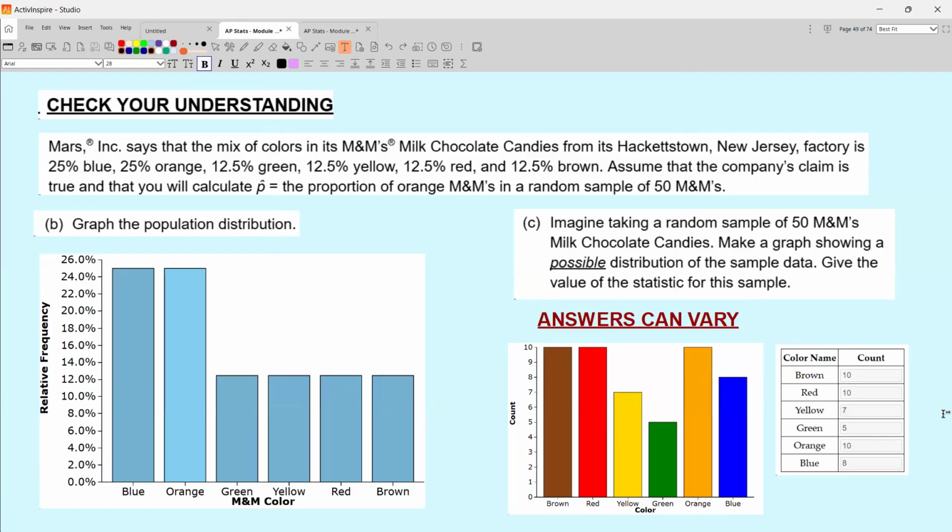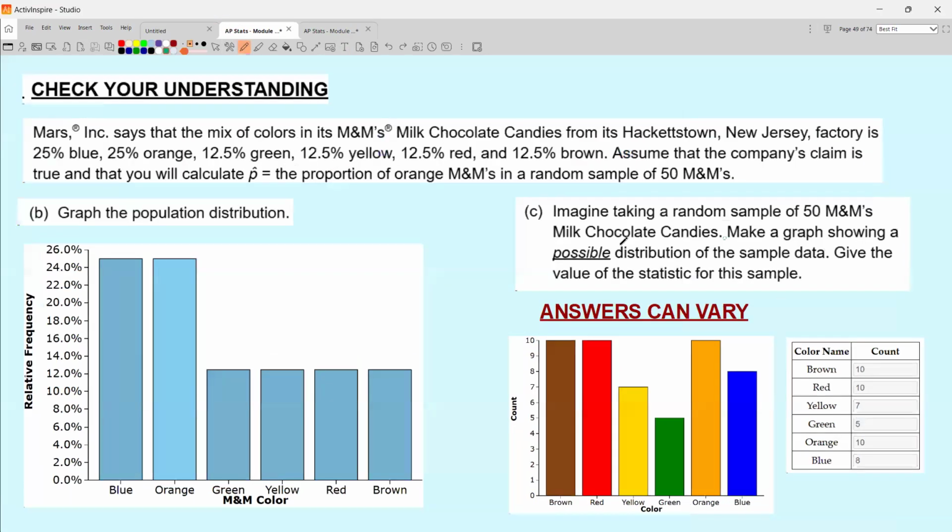You might have a sample that looks like this, but we're asked to give the value of the statistic in the sample. Remember, we're talking about orange candies here. So in our scenario here, the sample proportion that we're trying to come up with, that statistic, in my sample is going to be 10 and there's 50 of them. So my p hat is going to be 10 orange candies out of 50. So my sample proportion is going to be 0.20. Your answer would vary on that.